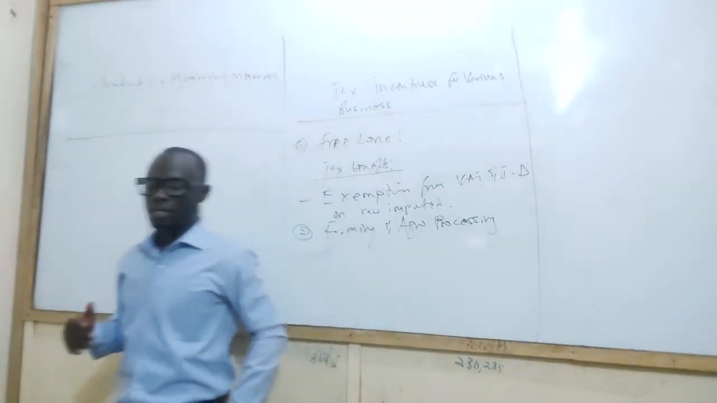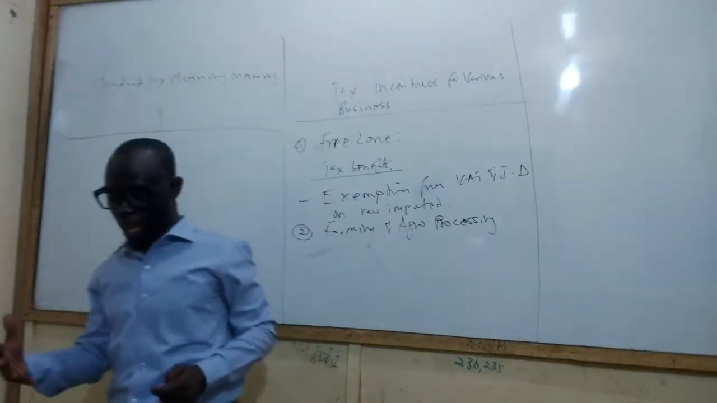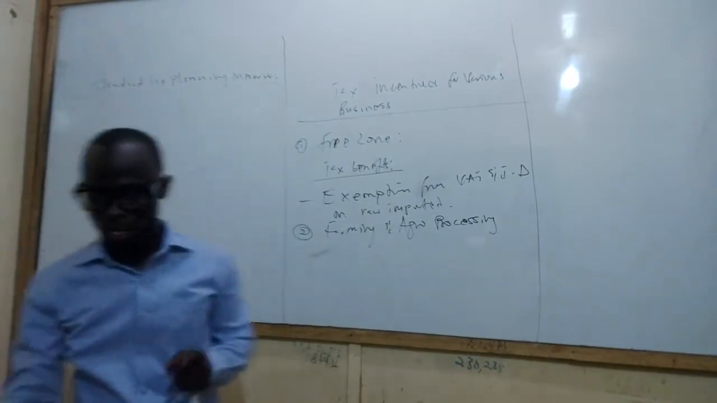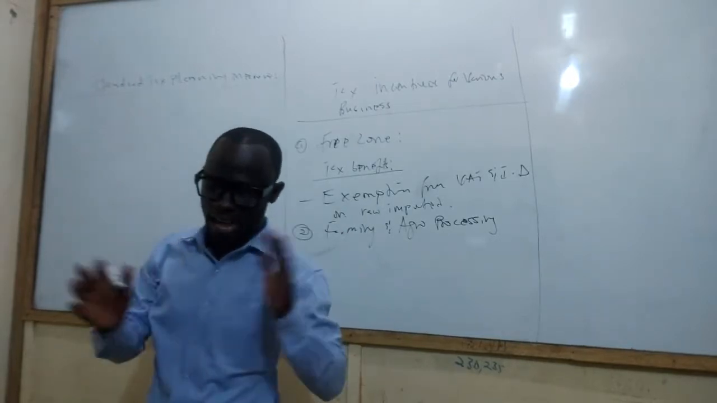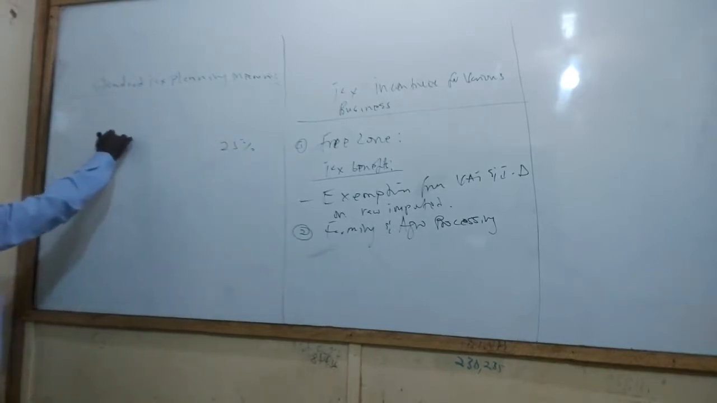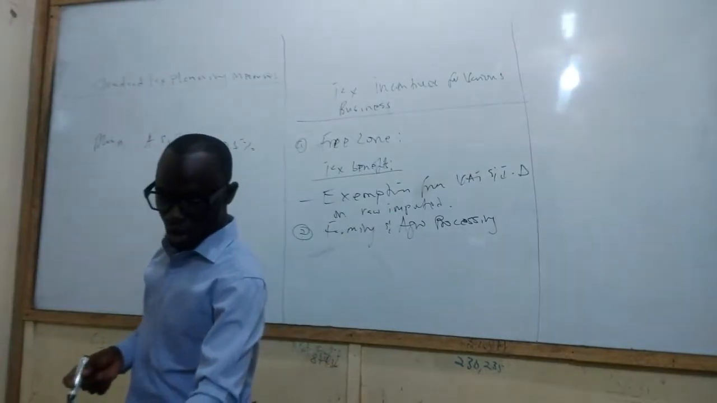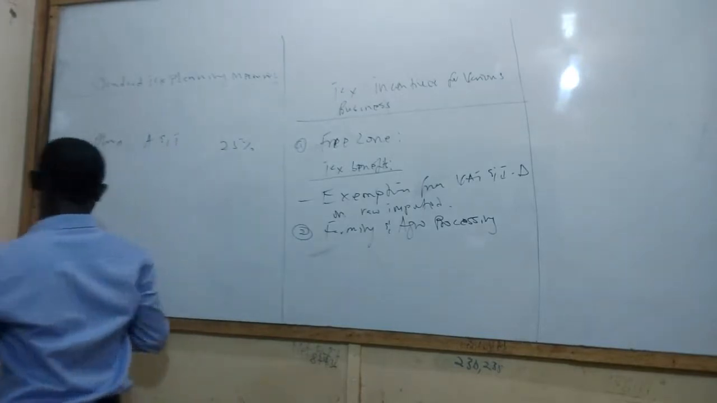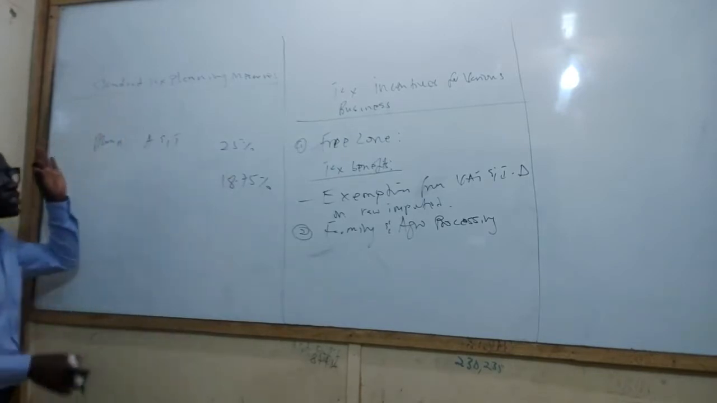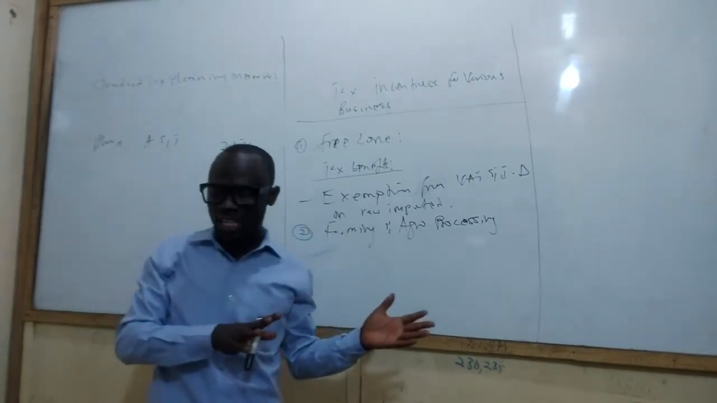Then there are other tax incentives which are based on your location. So what are the tax incentives based on your location? Number one, manufacturing industries located in Accra and Tema are going to pay tax of 25%. So if you're a manufacturing company located in Accra and Tema, the tax rate is 25%. All other regional capitals, 18.75%.